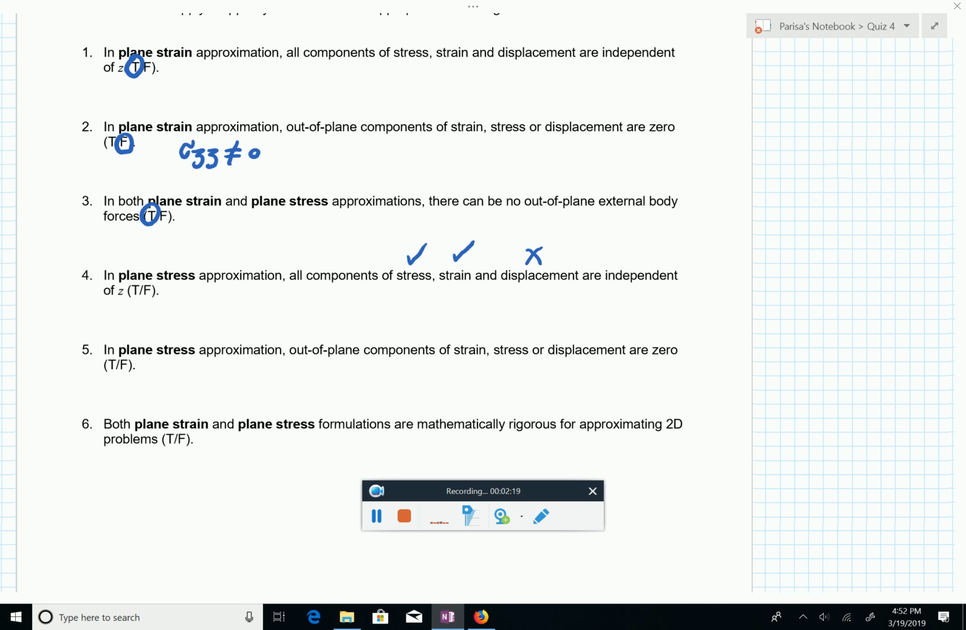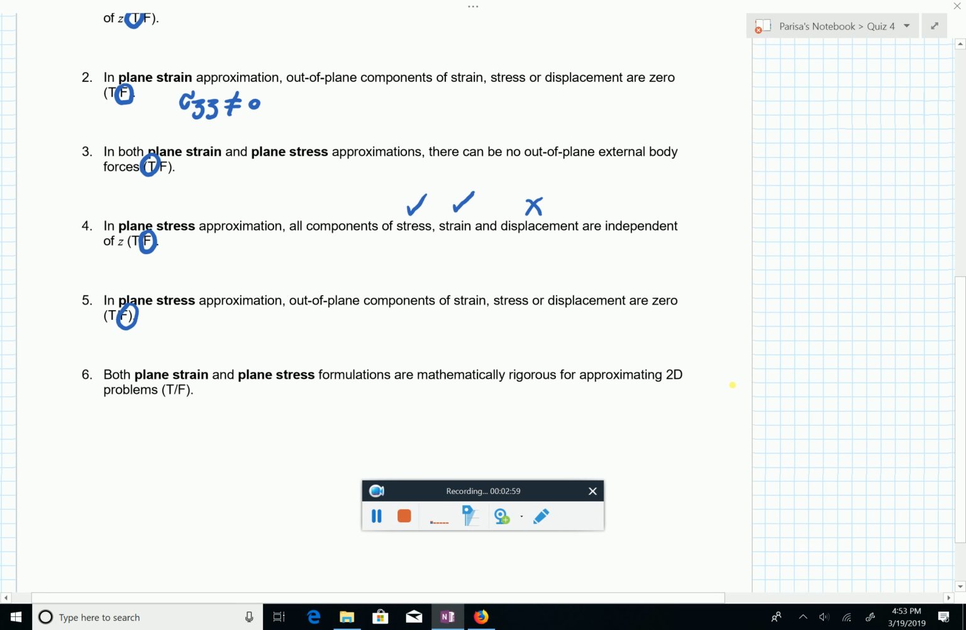So even in plane stress, if you remember from the video, displacements are not independent of Z, right? So this is false. And all you needed to do was just say that displacements are a function of Z. And in plane stress, how about the out of plane components of strain, stress, or displacement? Are they all 0? No, they aren't. So this is also false.